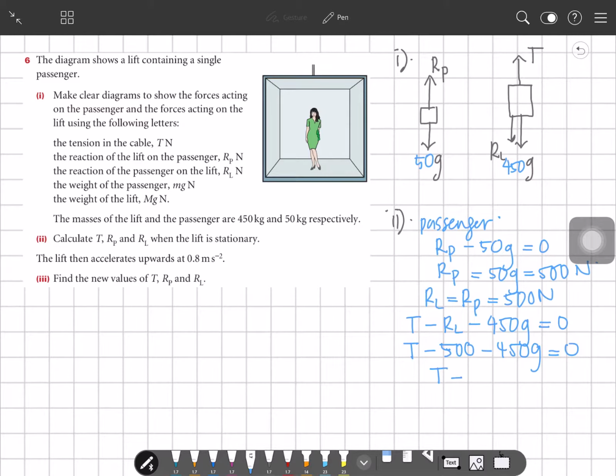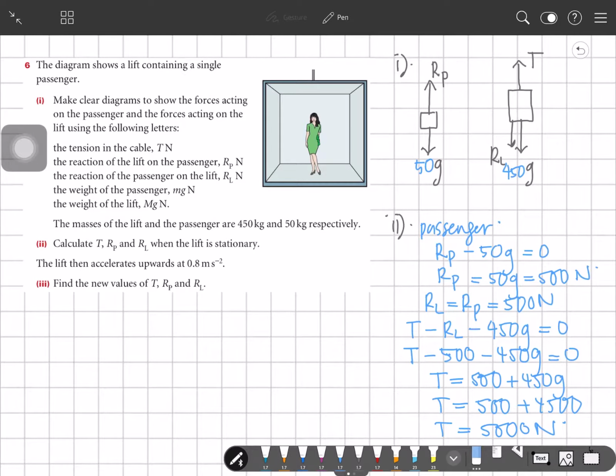Then the value of the tension of the cable is equal to 500 plus 450 g, which is equal to 500 plus 4,500, which is equal to 5,000 Newton.